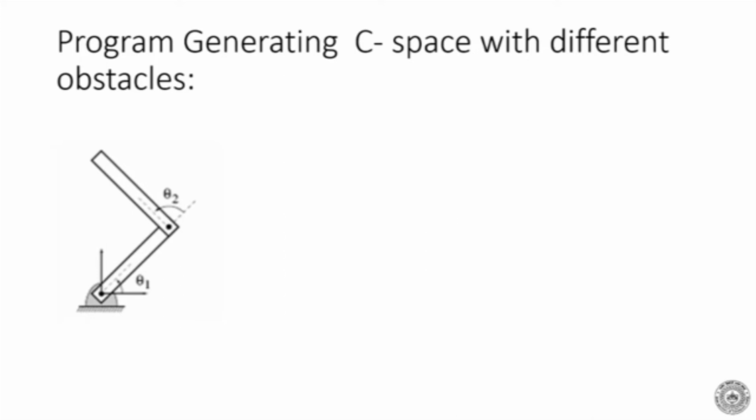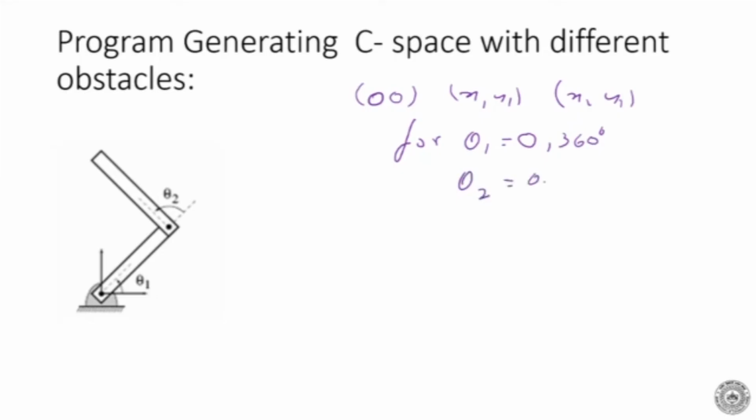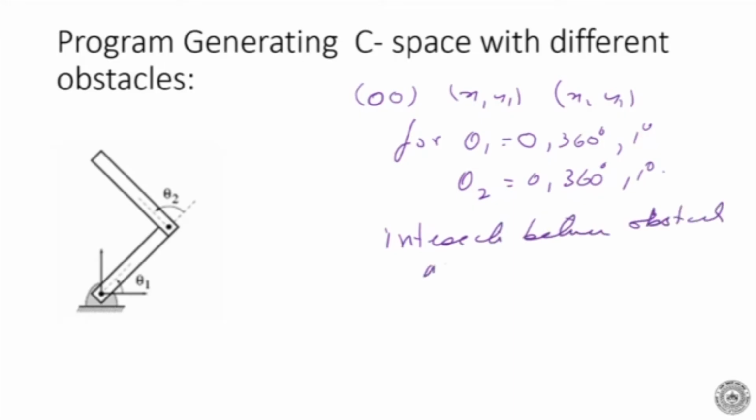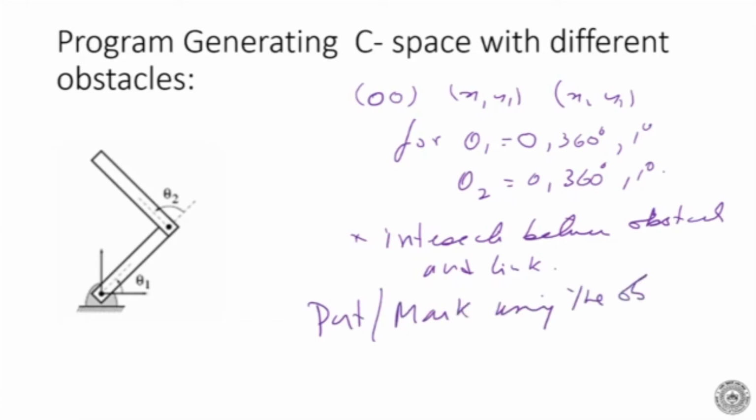Now, the program for generating C space with different obstacles. Basically, we find the coordinates: 0, 0 is known, then x1, y1, x2, y2. Use two for loops: theta 1 equal to 0 to 360 degrees, and theta 2 equal to 0 to 360 degrees, in intervals of 1 degree. And find the intersection between the obstacle and the link. If there is an intersection, mark it using the obstacle color.